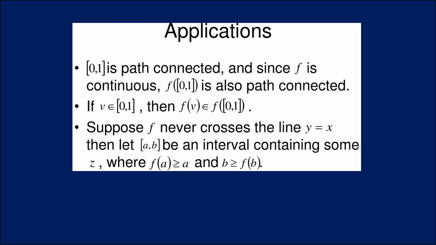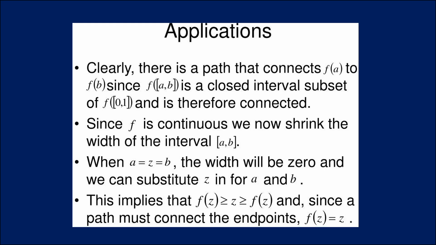Suppose f never crosses the line y equals x, then let the closed interval a, b be an interval containing some z where f of a is greater than or equal to a and b is greater than or equal to f of b. Here we conclude that f of z is greater than or equal to z and z is greater than or equal to f of z, which lies from f of z to f of z, since a path must connect the endpoints, f of z is equal to z.